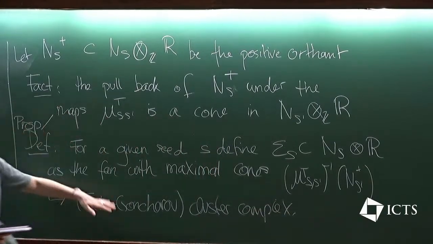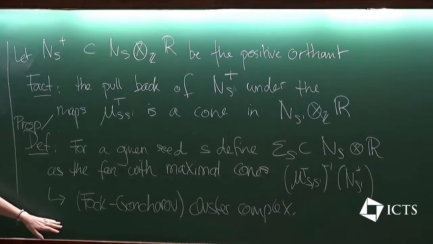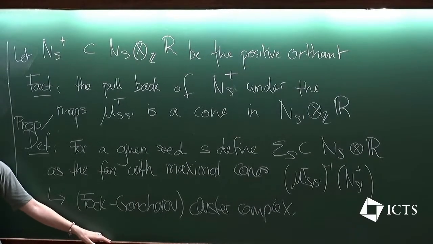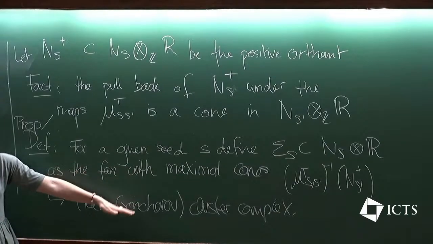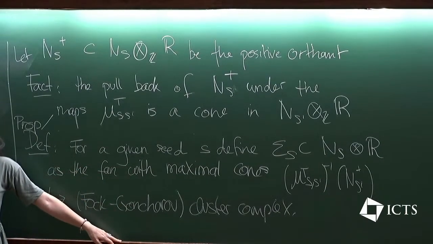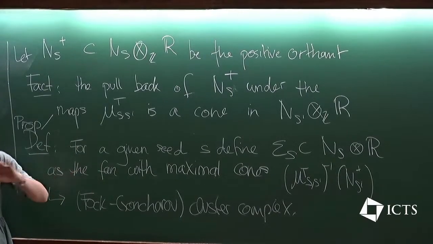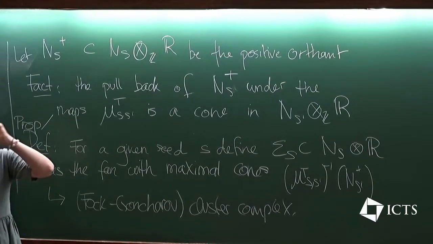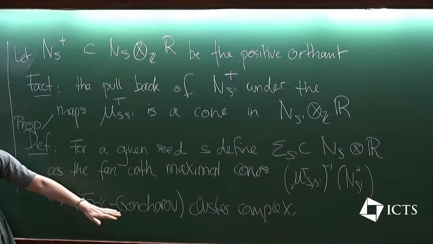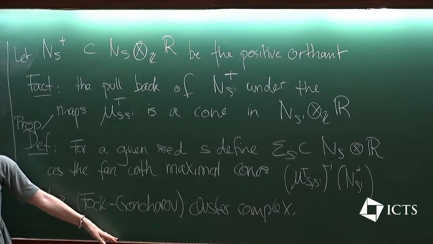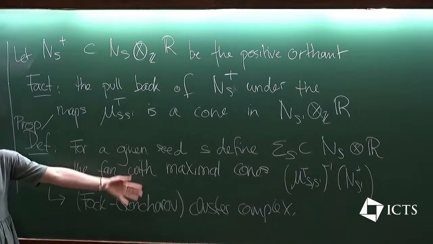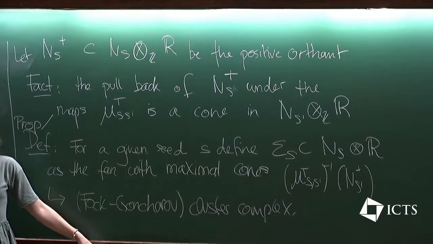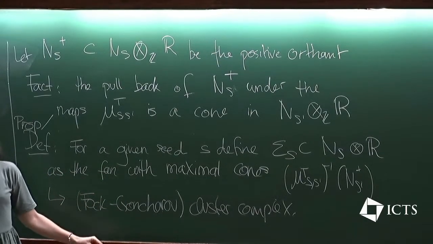And one thing that Gross-Hacking, Keel, and Kontsevich show is that this is indeed a fan realization of the cluster complex that I have associated with the cluster algebra. So the cluster complex is a simplicial complex where the vertices correspond to seeds, and I have edges between two vertices if there's a mutation relation between them. And this gives us the same combinatorial object, just as a realization as a simplicial fan.